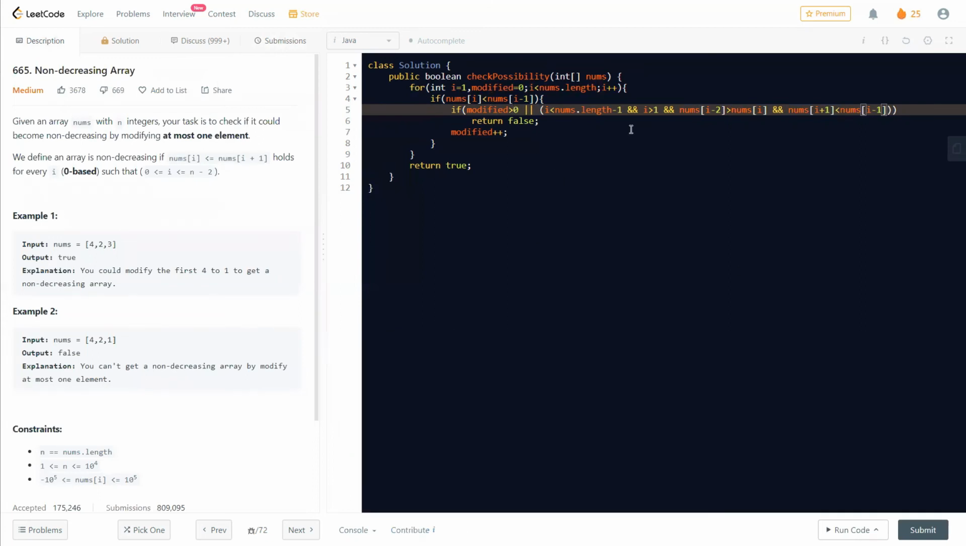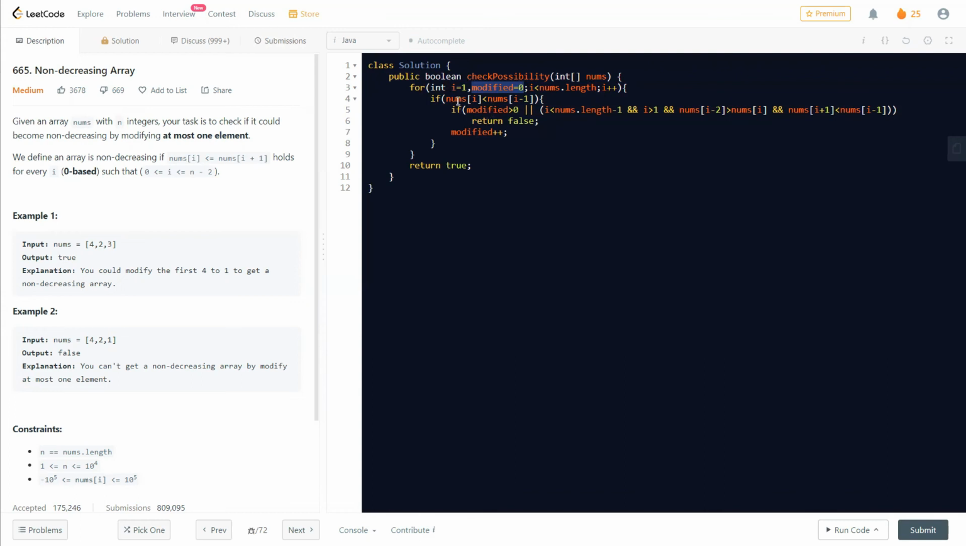Okay, so what exactly we tried to do over here is we ran a loop. If you see, we ran a loop from i equal to 1 till nums length and i plus plus. And you can see I took another variable, modified, equal to 0. So that's been counting how many times we have modified the array. That's the count we have over here. Okay, so that's the basic idea.